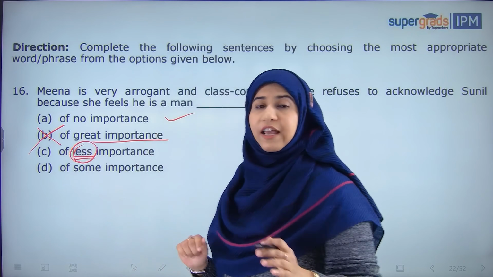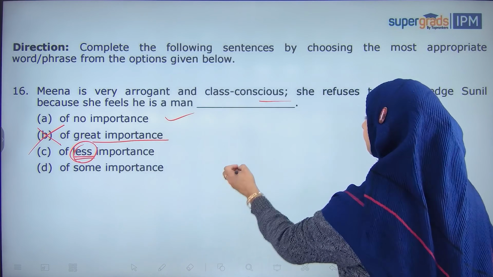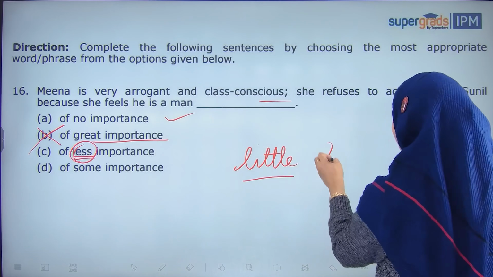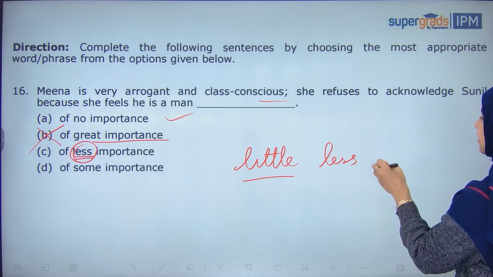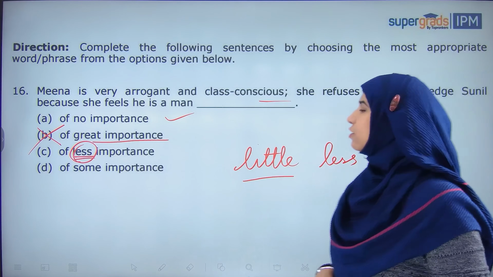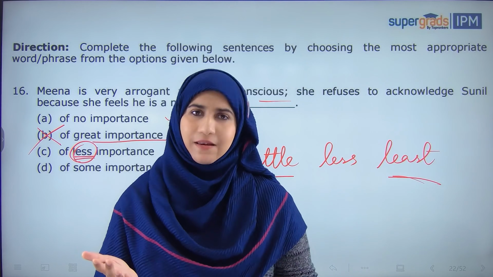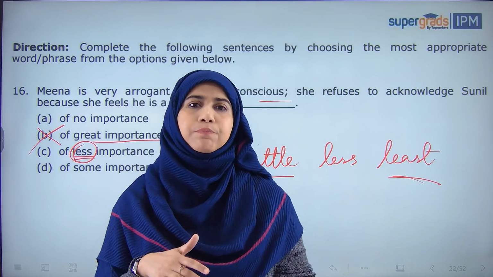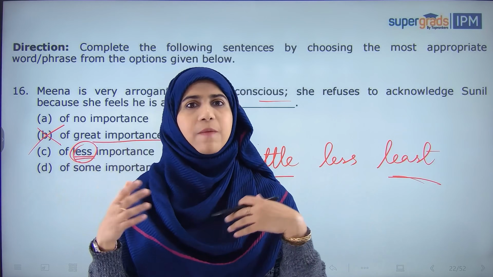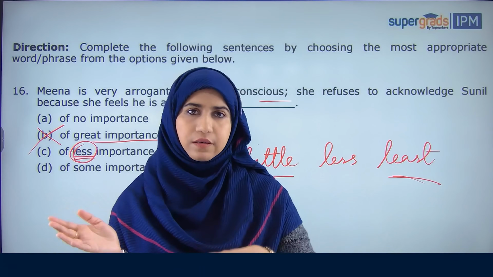Less, which we use in a comparative sense. Actually, there is the word little, which is the positive degree, then comes less, which is the comparative, and finally comes least, which is the superlative. So when you say less importance, a comparison should be there. He is less important than Anil. Sunil and Anil maybe are my colleagues, and I feel that Sunil is less important than Anil, right?